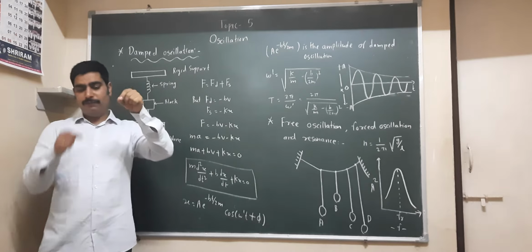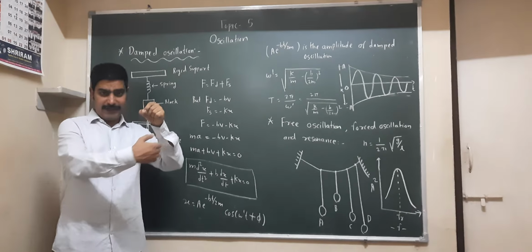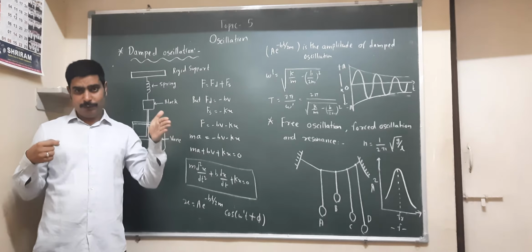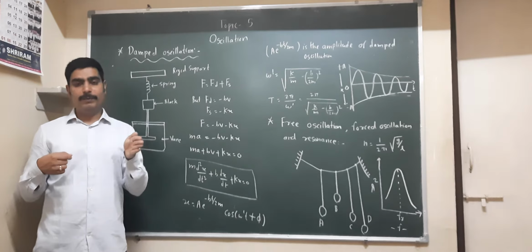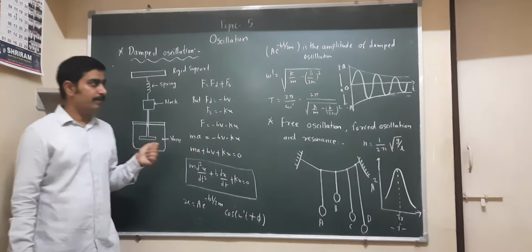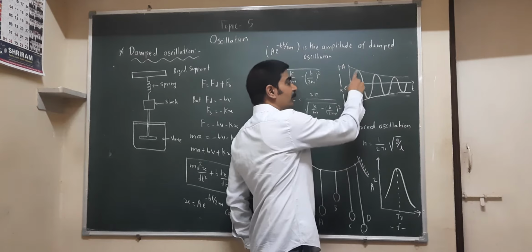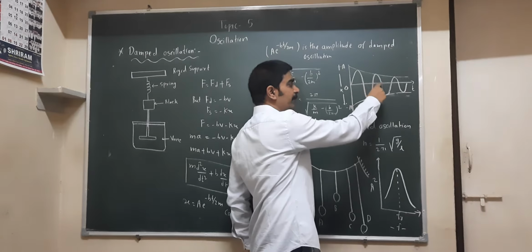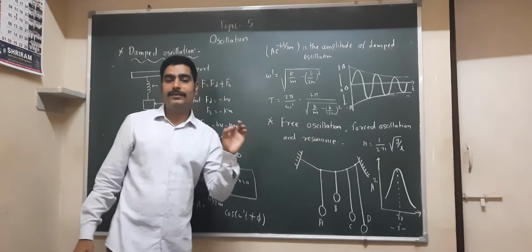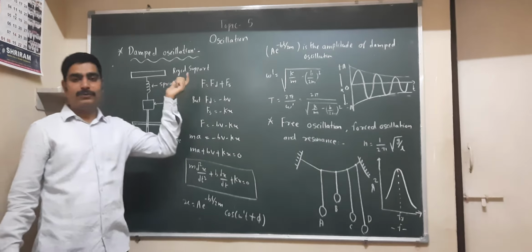For example, suppose we have a simple pendulum and it is released from the mean position, then it will start vibrating as the time increases. But later on, it is found that due to the air resistance, its amplitude goes on decreasing, and finally it comes to the rest position. So if you plot the graph, you can observe that the amplitude is maximum, then slowly it goes on decreasing with respect to time, and finally it becomes zero. Such kind of oscillation is known as a damped oscillation.